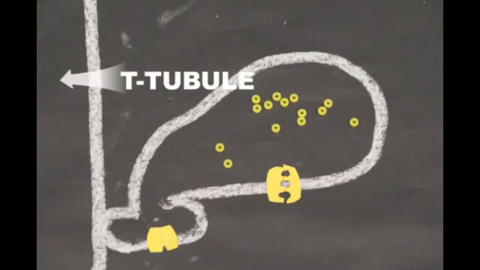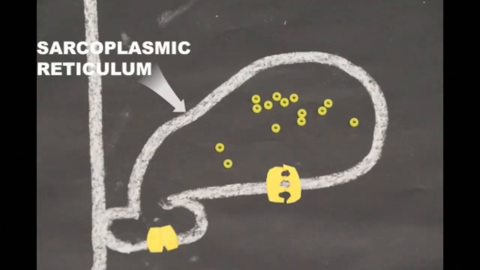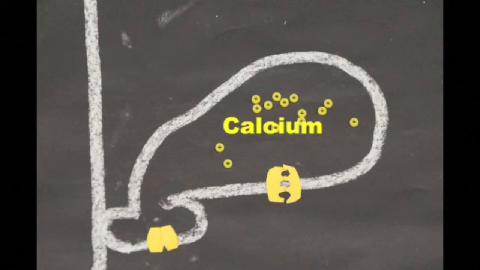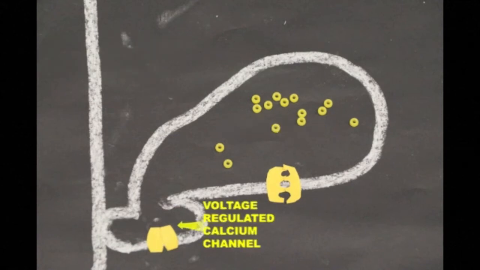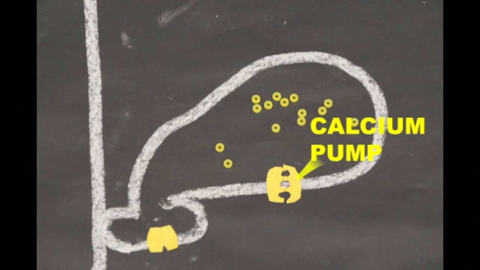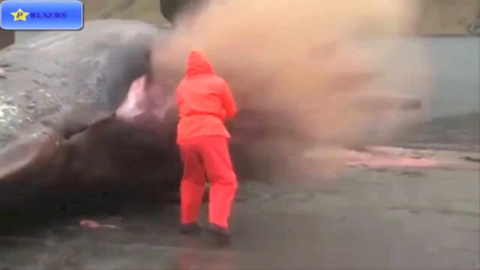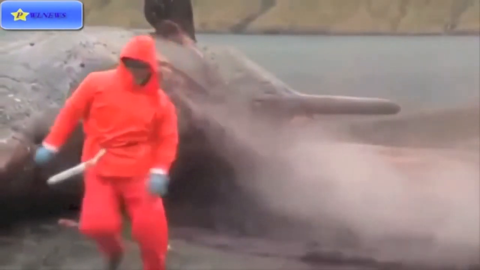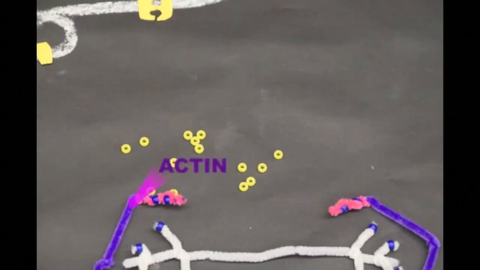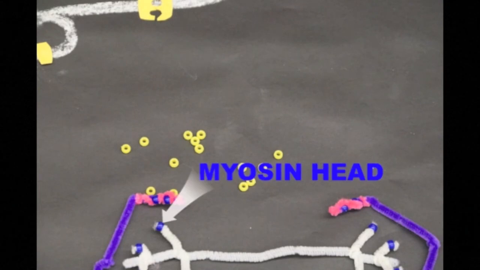As the action potential moves down the T-tubule, it hits a switch on the sarcoplasmic reticulum. This switch triggers the voltage-regulated calcium channel to open. The calcium from inside the sarcoplasmic reticulum travels out to the sarcomere and lands on troponin. It activates the troponin and the tropomyosin peels back, revealing the myosin receptors. The myosin heads attach to the receptors, reducing the Bayer zone and causing the muscle fibers to contract.